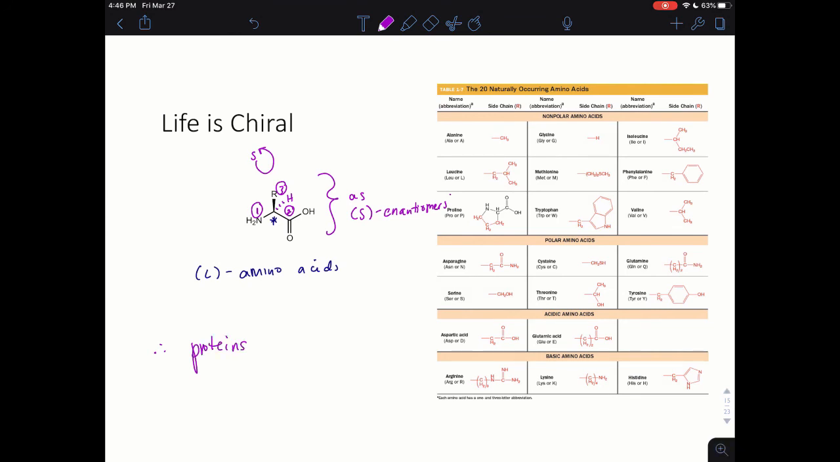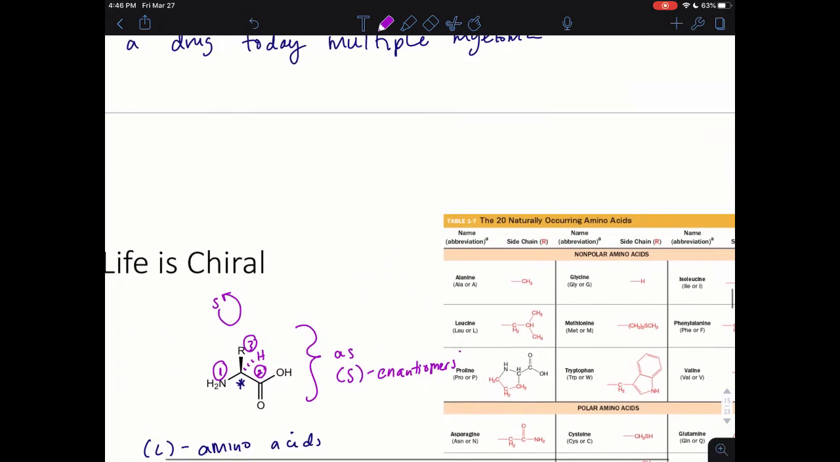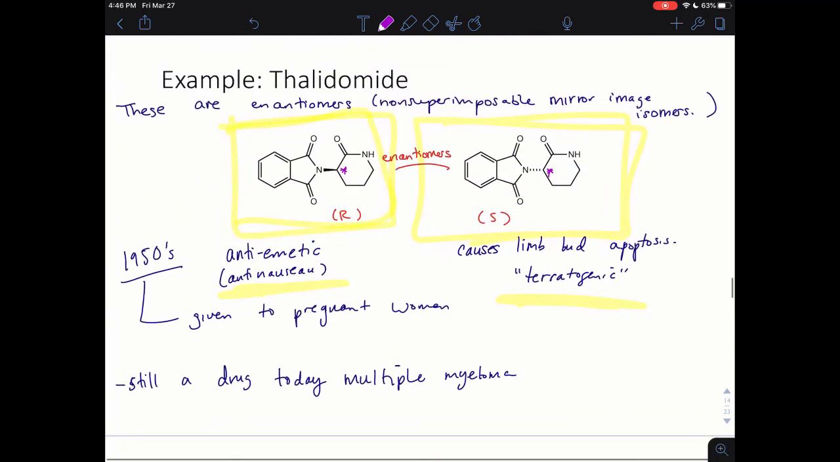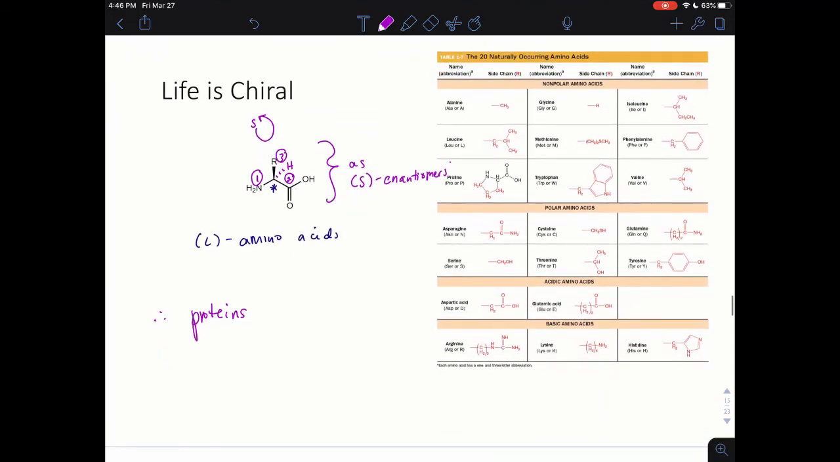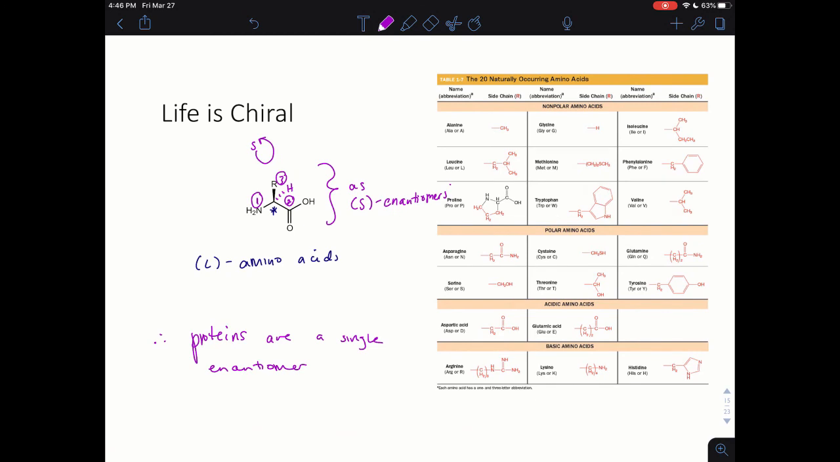And so those single enantiomer of proteins are like a left-handed glove, right? And a left-handed glove would interact differently with a left hand, which would fit it, and a right hand. And so it can be more serious than like a normal handshake and an awkward handshake. Your awkward handshake can become limb bud apoptosis. So life is chiral, and that's partially why we're discussing this topic at all, the properties of enantiomers and other stereoisomers.